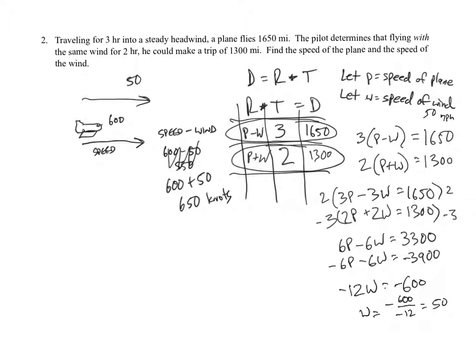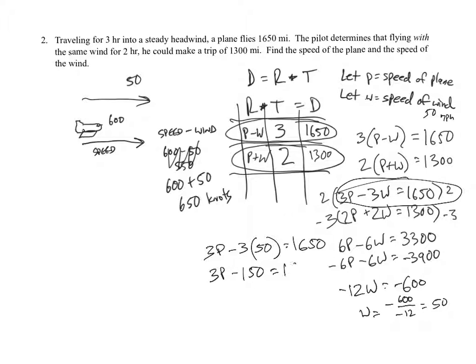So what we can do is use one of these equations, it doesn't matter which one. Let's say 3p minus 3 times what we now know is 50 equals 1650. I took this equation, 3p minus 3w, and substituted a 50 for the w, and we end up with 3p minus 150 equals 1650. We can add 150 to both sides, and we end up with 3p equals 1,800. Therefore, p equals 600.